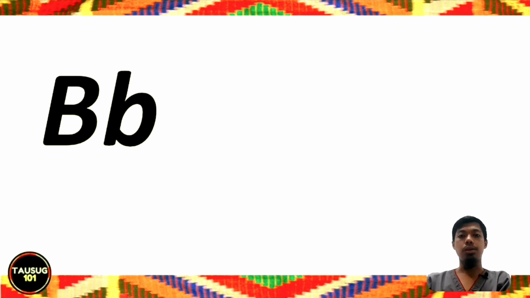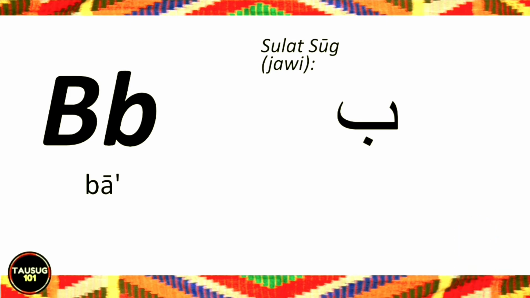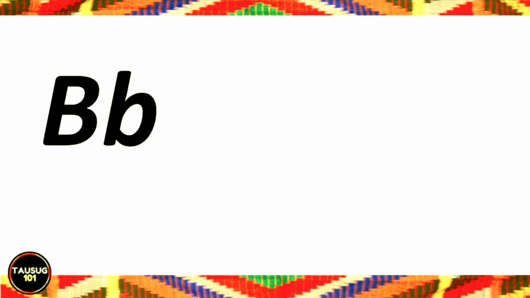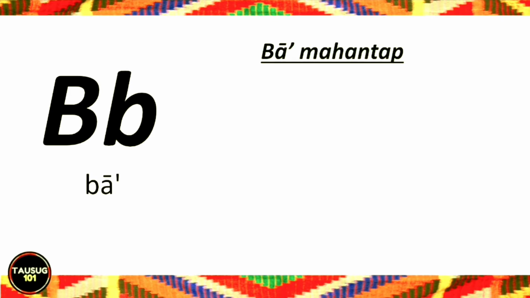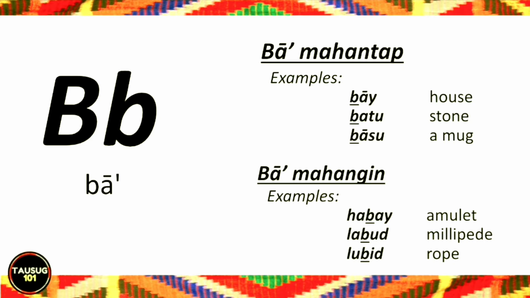So let's start with letter Bā. As you can remember, in Sulat Sūg or in JavaScript, this is how Bā looks like. Examples are Bai, Batu, Basu. So again, Bā has two different pronunciations. We have Bā Mahantap, examples. Again, our examples earlier, Bai, Batu, and Basu. And then we have the Bā Mahangin variant, which in here, examples, we have Havai, Labud, Luwid. Listen carefully. Later we will be discussing how they are different or they are represented by the IPA letters.